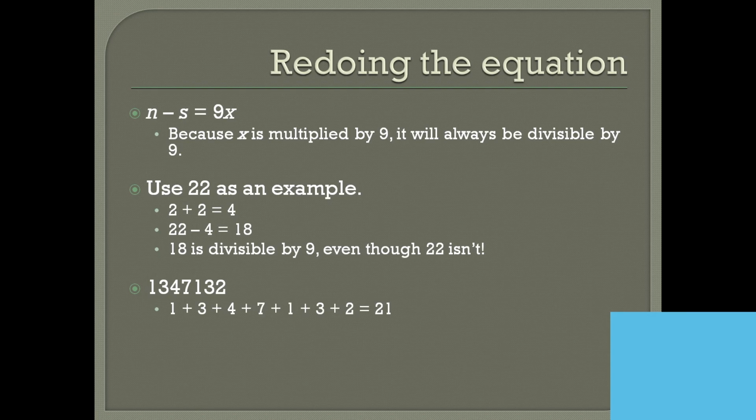1347132 added together gives us 21. And 1347132 is the same thing as 1,347,132. Subtract 21 from 1,347,132, and the answer is 1,347,111. Now, using our new division technique or a calculator, it's your choice.